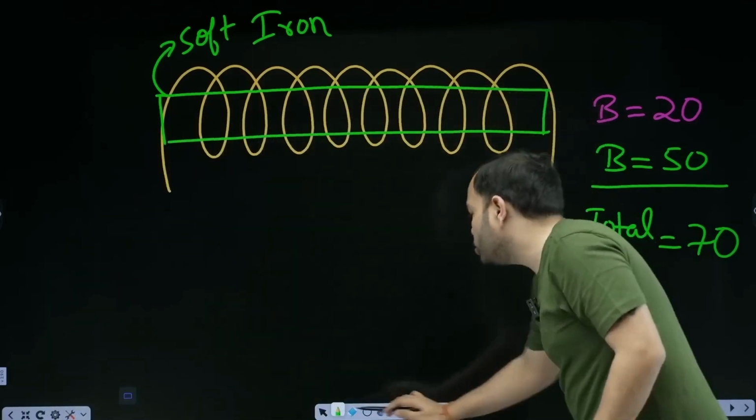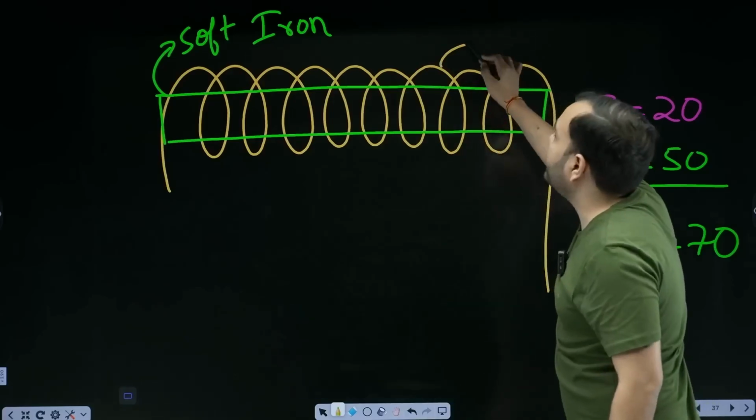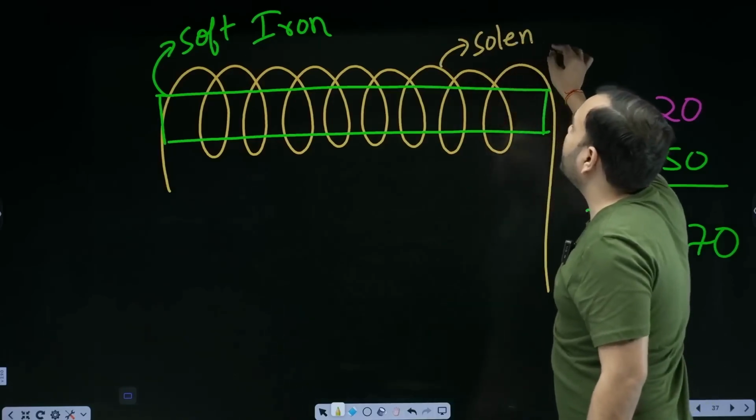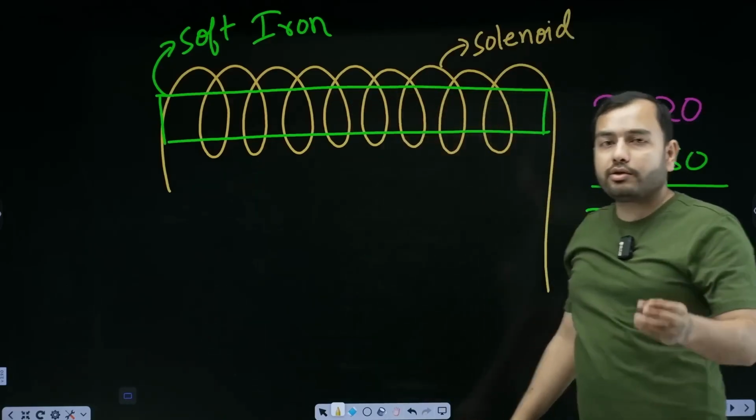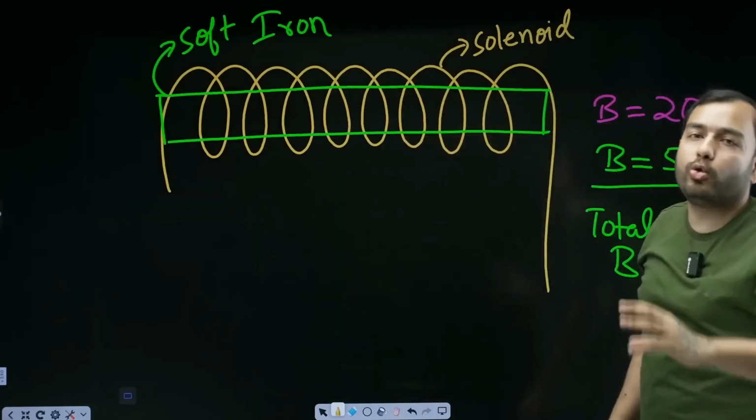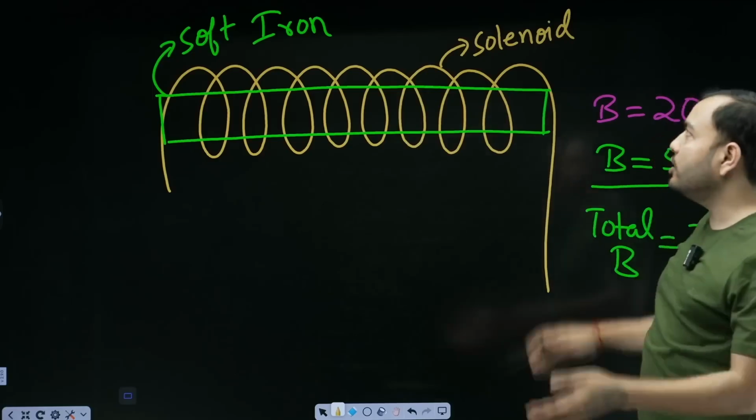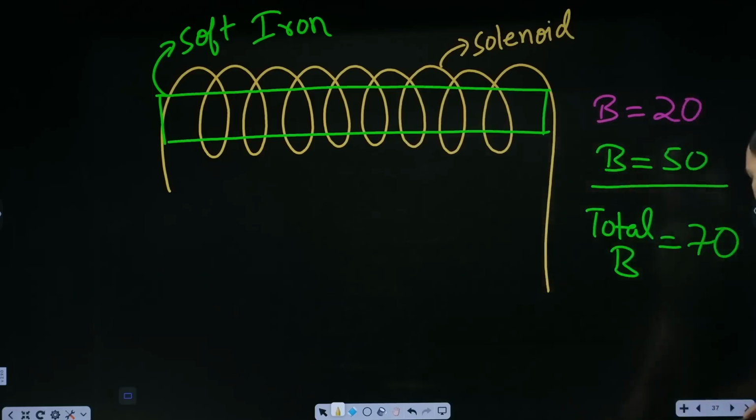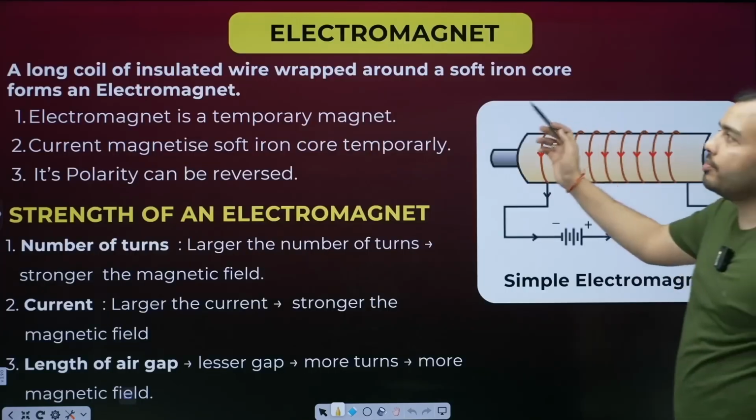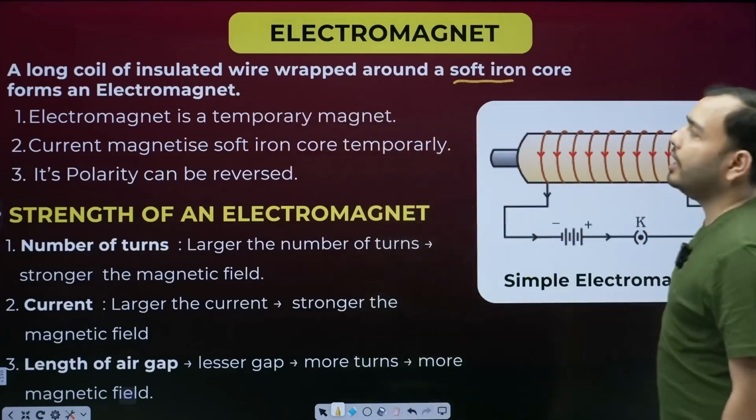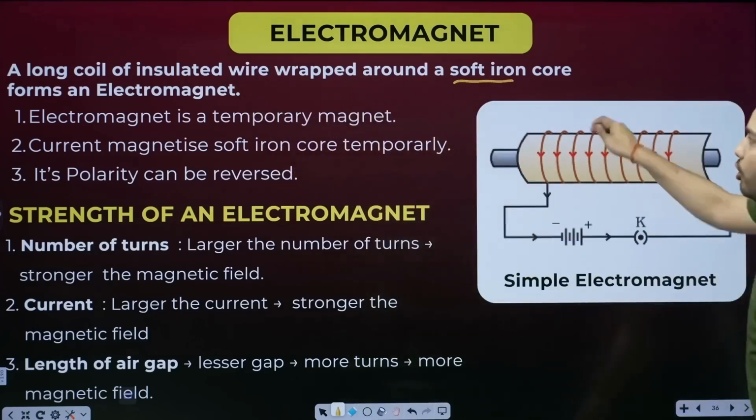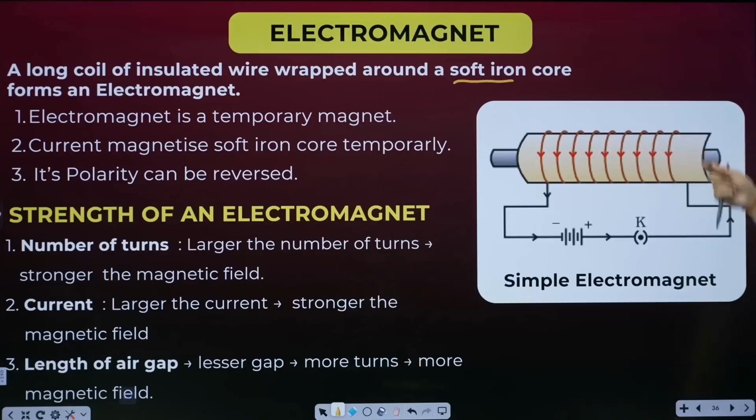Electromagnet is nothing but a soft iron core inside a solenoid. The soft iron put inside is called the core; core means that which is inside. We call this an electromagnet. So this is what is explained here: a long coil of insulated wire wrapped around a soft iron core forms an electromagnet.